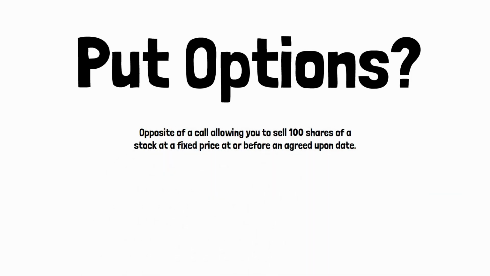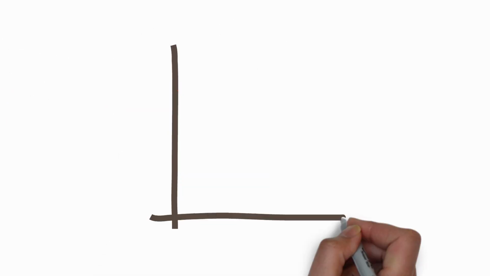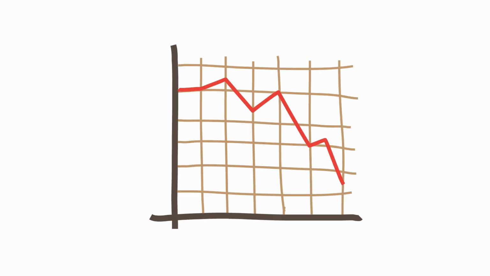Remember, a put is the opposite of a call, allowing you to sell 100 shares of a stock at a fixed price at or before an agreed upon date. You want to buy a put if you believe the stock will drop below your strike price by a certain date, or if you want downside protection for shares that you own, limiting your losses.